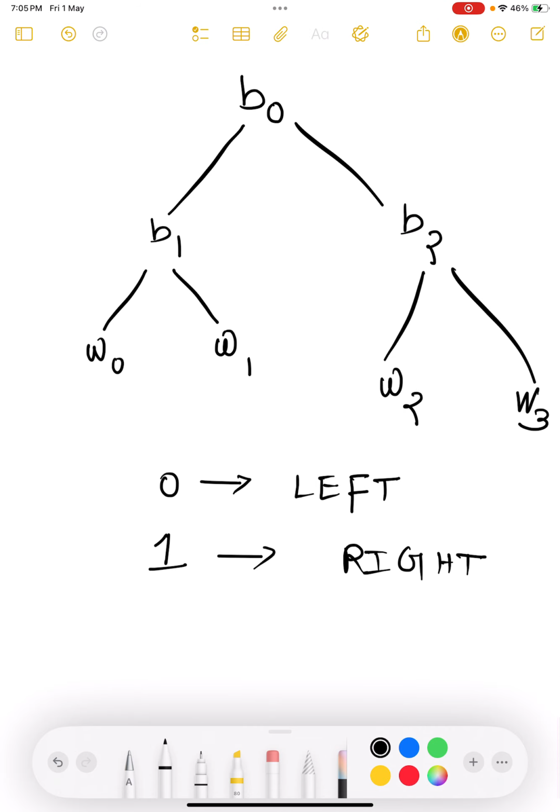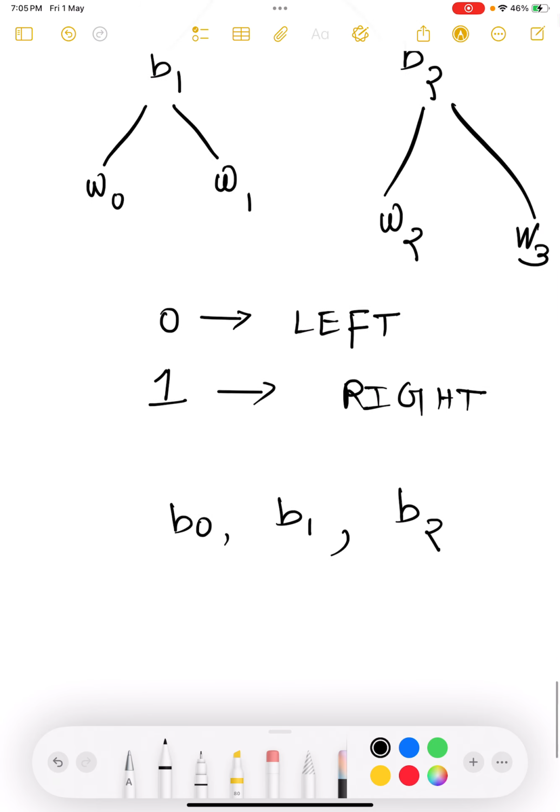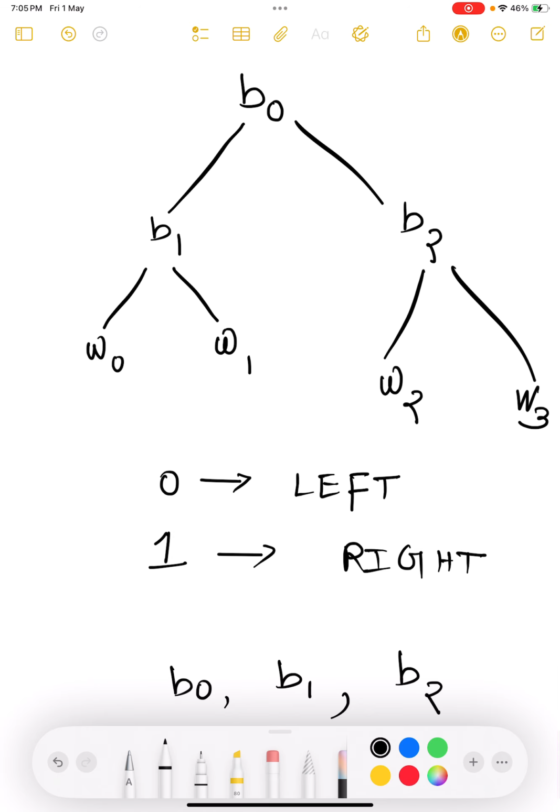Okay, so let us suppose in the beginning B0, B1 and B2 all are 0. Let me write in the tree diagram itself. So B0 is 0, B1 is also 0, B2 is also 0. If B0 is 0, what does it tell? Move towards left. Now if B1 is 0, then what does it tell? Move towards left.